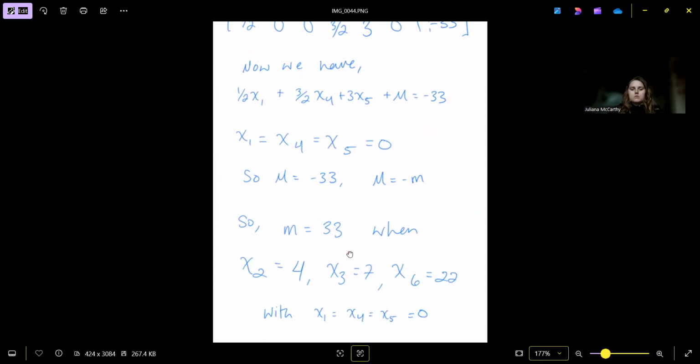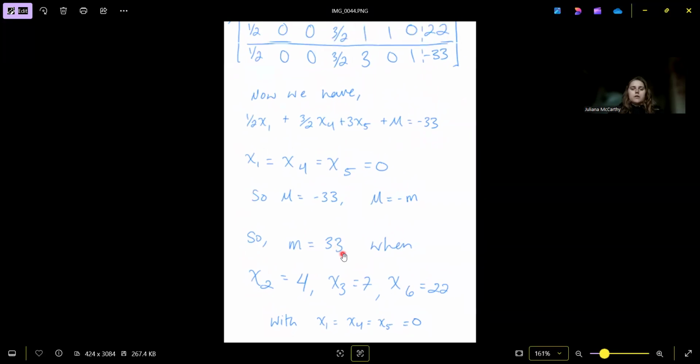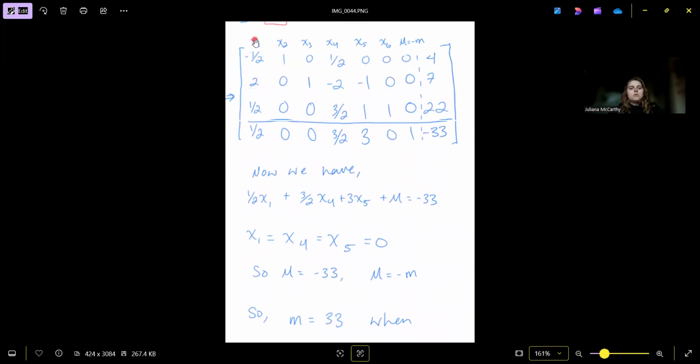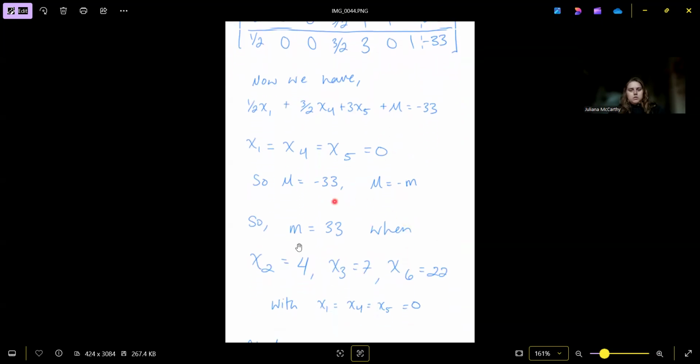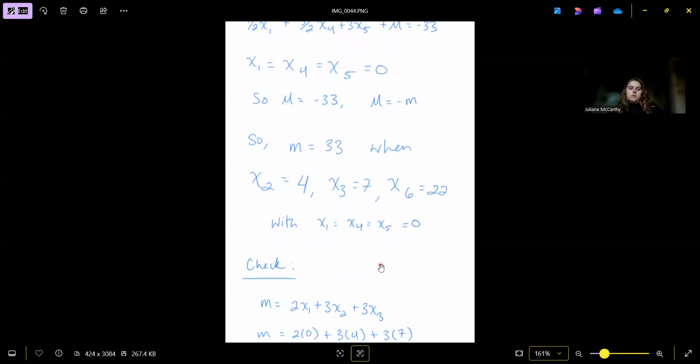So we have minimized our objective function subject to those constraints using the simplex method. We have m equals 33 when x2 equals 4, x3 equals 7, and x6 equals 22, with x1 equals x4 equals x5 equals 0. We can again see that from here. This zeroes out, so that x2 equals 4, x3 equals 7, and x6 equals 22, making little m equal to positive 33. So that's our final answer right there. We have minimized using the simplex method.